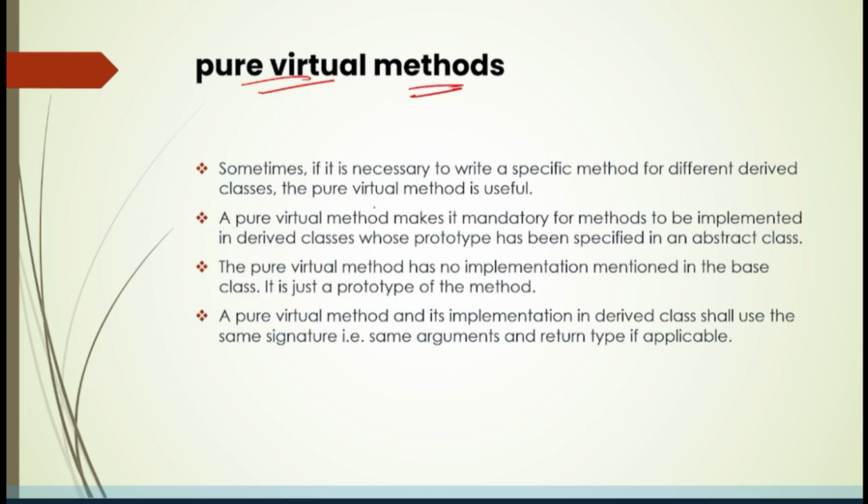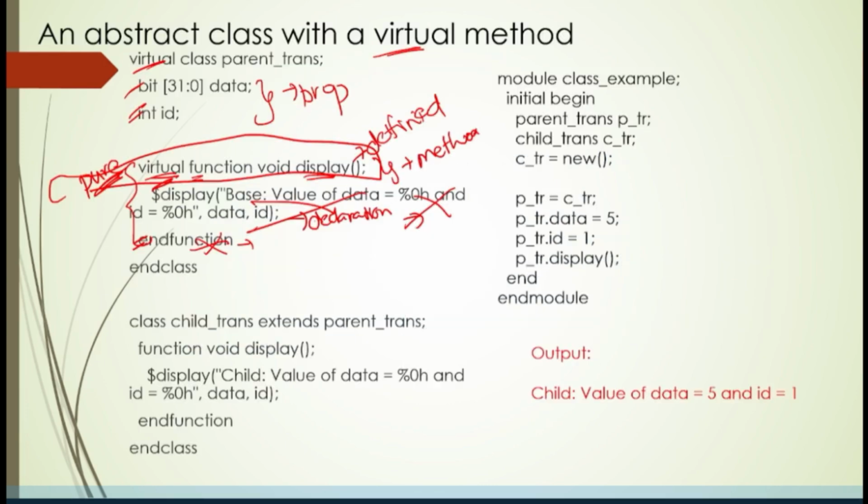Okay, so a pure virtual makes it mandatory for methods to be implemented in derived classes. This is again one more difference from virtual methods. You can override it or you may not override it, it's your wish. Since it contains the body within the virtual function, you can either override it, or you have the chance not to create anything. Here you are creating a $display, but you can create another display function, or you may not.